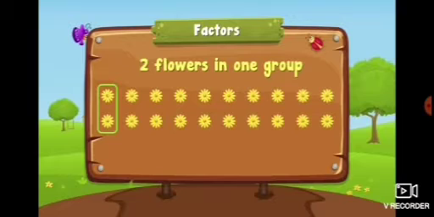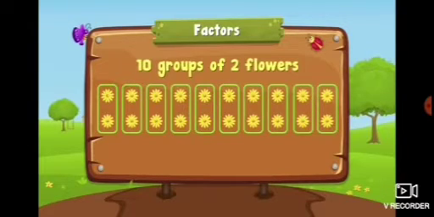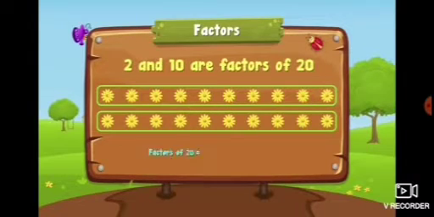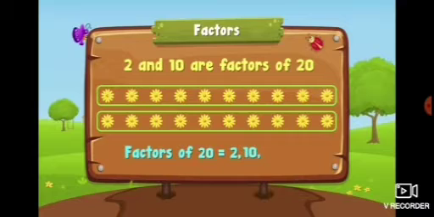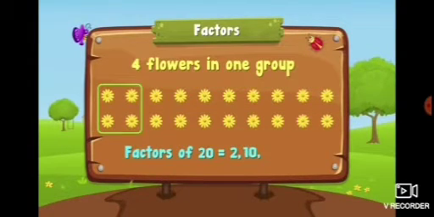So we can make groups of 2 flowers. Means in one group there should be 2 flowers. So we can have 10 groups of 2 flowers. Yes or no? Then we can have 2 groups of 10 flowers. It means in one group there should be 10 flowers. So we can see that there is no remainder. So these are the factors of 20, that is 2 and 10.